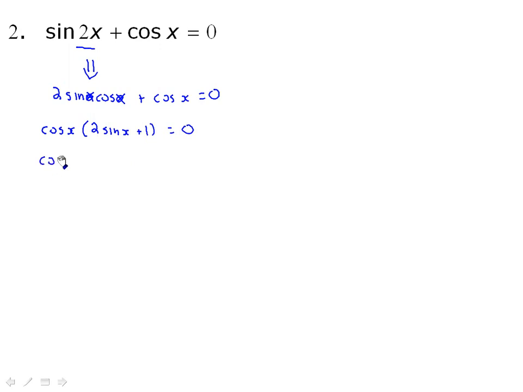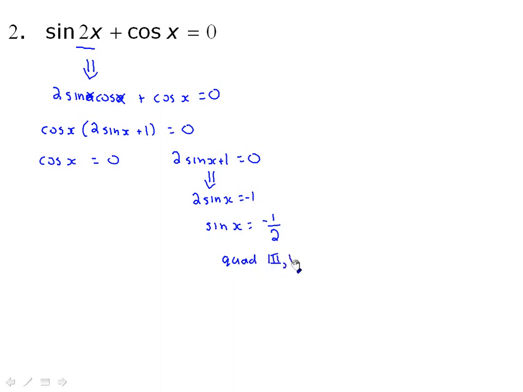Now when you set them to 0 to solve, you get cos x is equal to 0, and you'll get 2 sine x plus 1 is equal to 0. And we solve these both independently. So 2 sine x is equal to negative 1, and then sine x is equal to negative 1 over 2. Now we do the same thing as we did before. We identify the quadrants. Now sine is negative in quadrants 3 and quadrant 4.